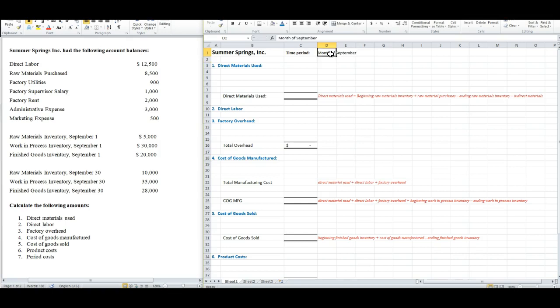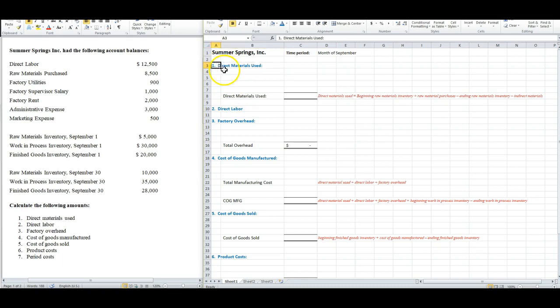So if I'm doing the month of September, that means my beginning inventory will be September 1st and my ending inventory will be September 30th. If this was for the year, then my beginning inventory would be January 1st and my ending inventory would be December 31st. So that's one way that we can tell the difference, because we're going to need to know both beginning and ending inventory. First, we're going to start with direct materials used.